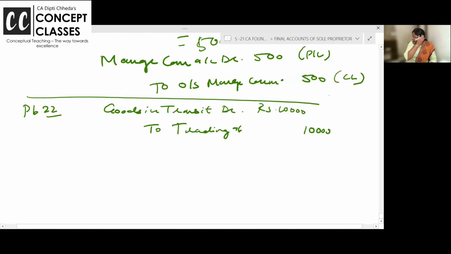Why am I crediting trading account? क्योंकि गुड्स तो नहीं हैं मेरे पास, and they are in transit, so this will go in current assets in the balance sheet. And this will go to the trading account, as the name suggests. I hope the presentation is clear. Where we will write stock, there we will write goods in transit to trading account. Okay, right.